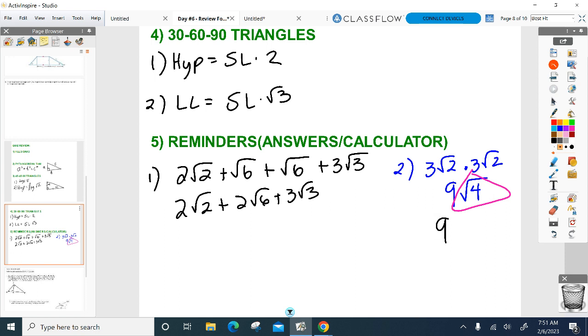So instead of writing 9 radical 4, we're going to write 9 times... What's the square root of 4? 2. That's it. And that's what I'm looking for, 18 as my final answer.